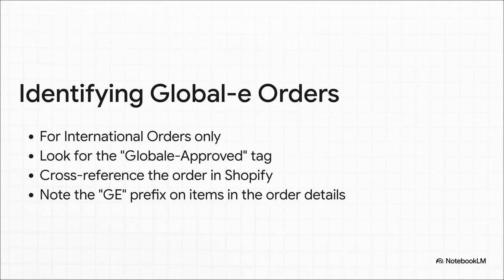So, you're looking at MintSoft. How do you spot a Global E order? It's pretty straightforward. First, it's going to be an international order, obviously. You'll see this Globally Approved tag right in the order row. And if you pop over to the Shopify order, you'll often see that the items themselves have a GE prefix. These are your clear-as-day signals.